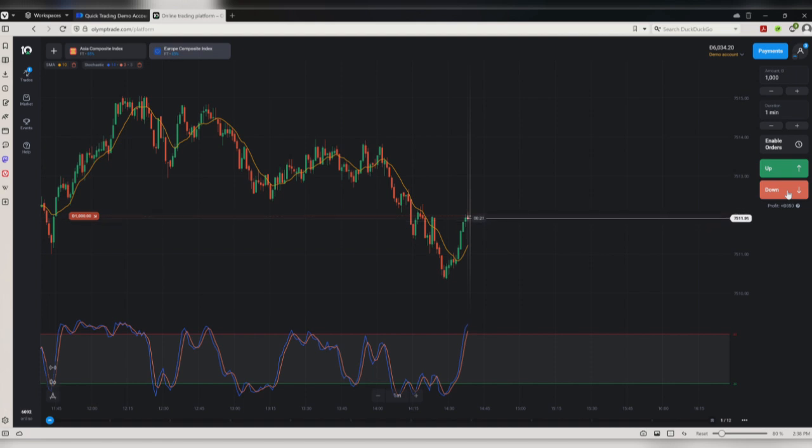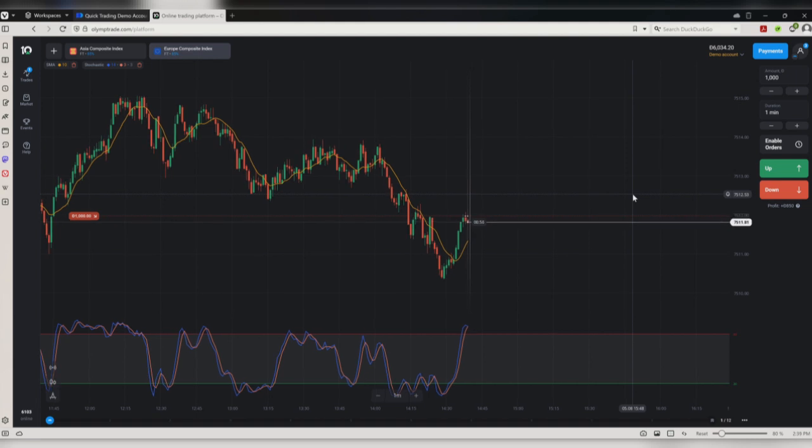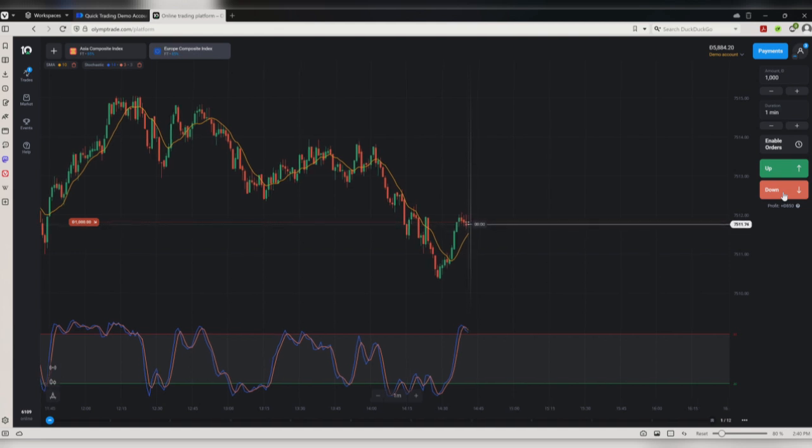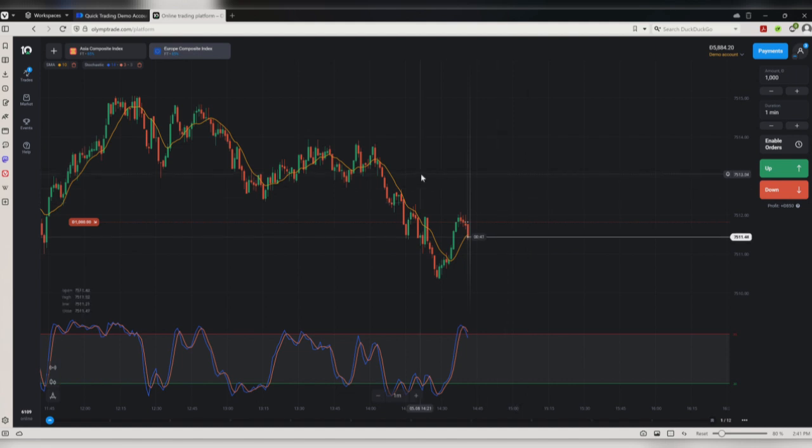For example, if the %K line crosses above the %D line in an oversold region, it could be a good time to buy. Combining these tools with candlestick patterns can really sharpen your trading strategy. For instance, if you spot a bullish engulfing pattern while the price is above the SMA and the stochastic indicator is crossing up, that's a solid signal to enter a trade.